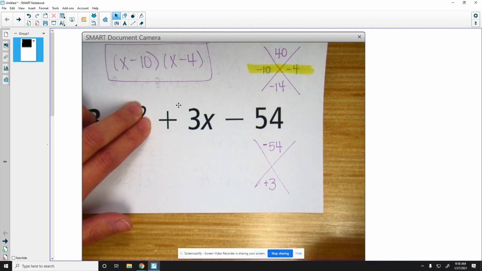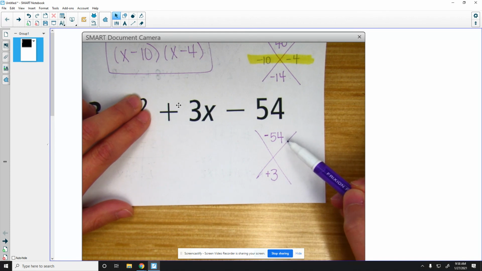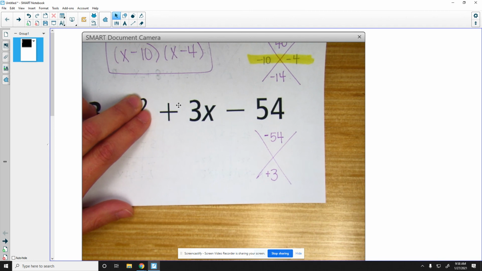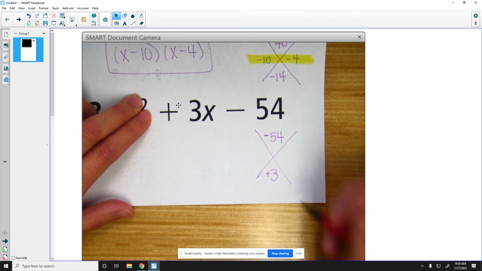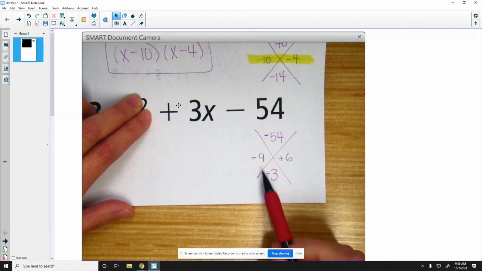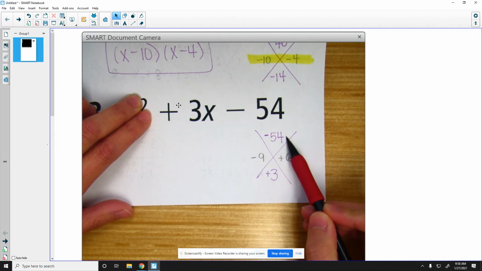Okay, so think about it. If you're not good with your multiplication facts, you need your calculator, I guess. What times what is negative 54, but adds up to positive 3? Sienna, do you think you know? Negative 9 and 6. Negative 9 and positive 6. So notice how she said negative 9, positive 6. So let's see. Negative 9 times positive 6 is negative 54.